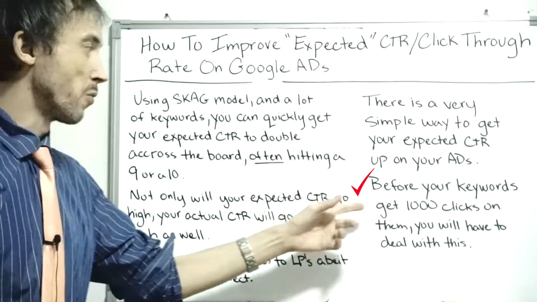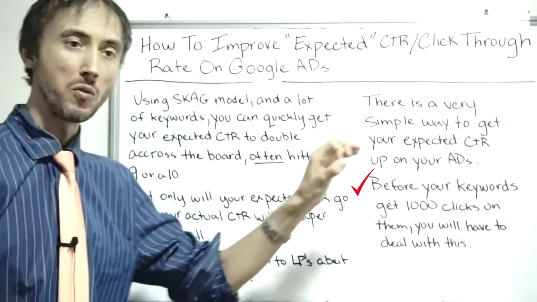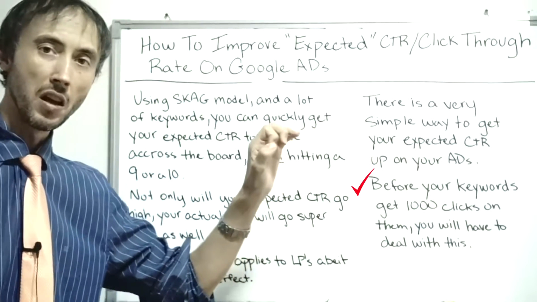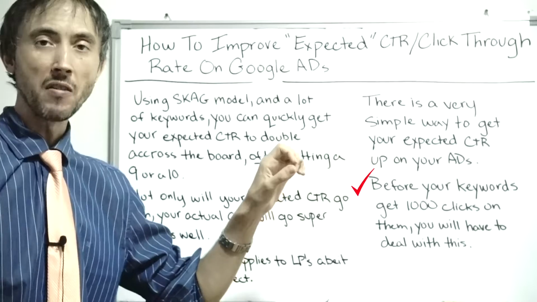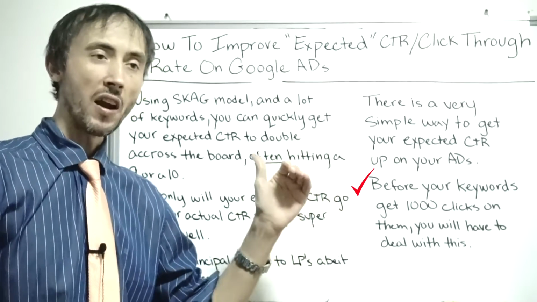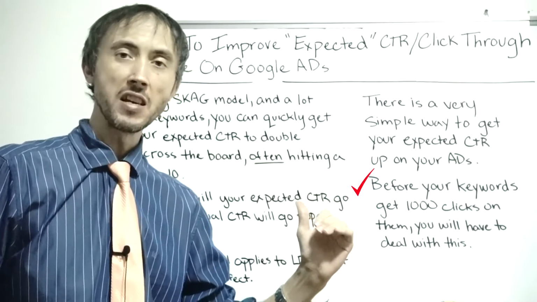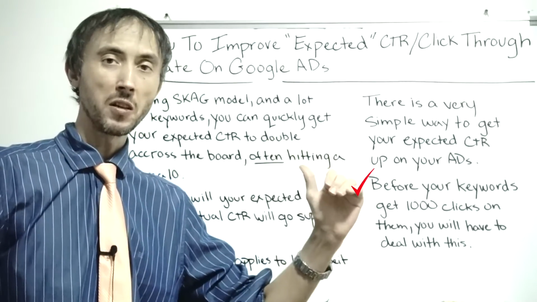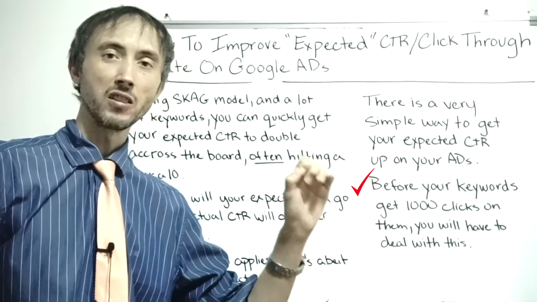So really the 1,000 clicks is per keyword. It's going to assume what your click-through rate is on a keyword by keyword basis. And as per what we found out, the expected click-through rate is what's primarily dictating your cost per click that you're being charged, until you've got at least 1,000 clicks on that keyword.